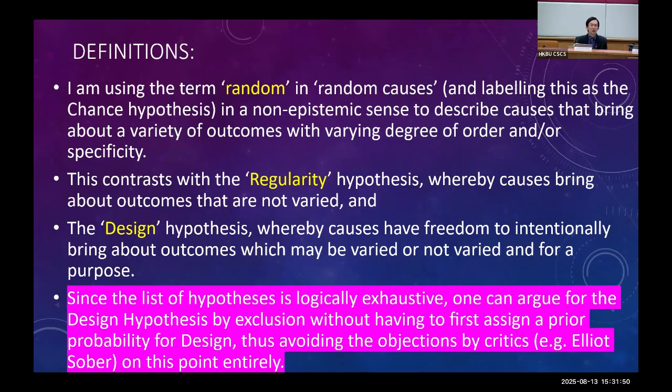So that's what I mean. We don't have to prove that there's a high prior. All we need to show is that there's no good argument against design, but good arguments against the rest. And we can therefore conclude that it's by design.